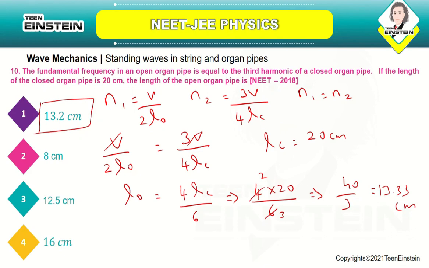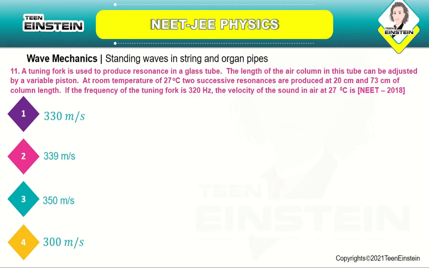So it's a very simple formula substitution only. You are taking the fundamental frequency of open organ pipe and the frequency of the third harmonic of a closed organ pipe and you are equating them. All other values they have given. They want us to calculate the length of the open organ pipe. They have given the length of the closed organ pipe, and you are just substituting and finding out L as 13.33 centimeters. So the correct answer is option number 1. Okay, so let us now move on to the next question.